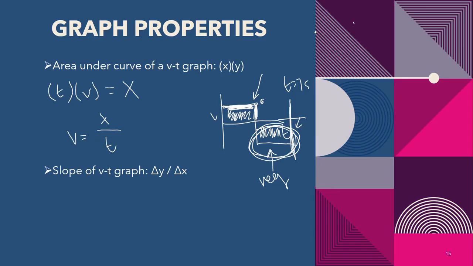Okay, and now back to the second principle that we're going to talk about, the slope of a VT graph, which, as we already know, the slope of the graph is the value on its y-axis divided by the value on its x-axis.